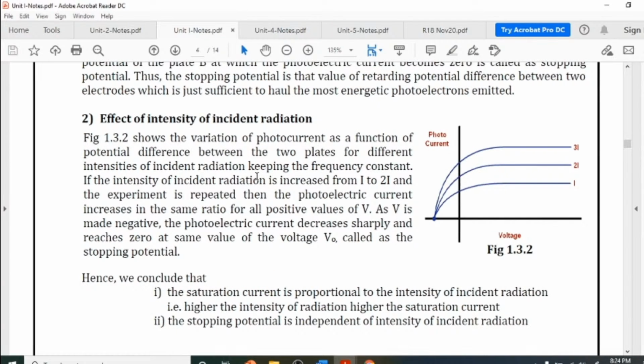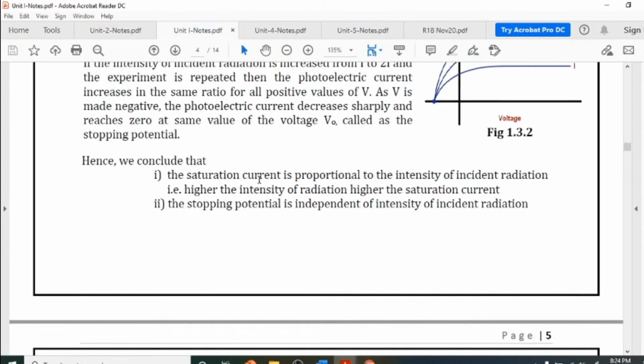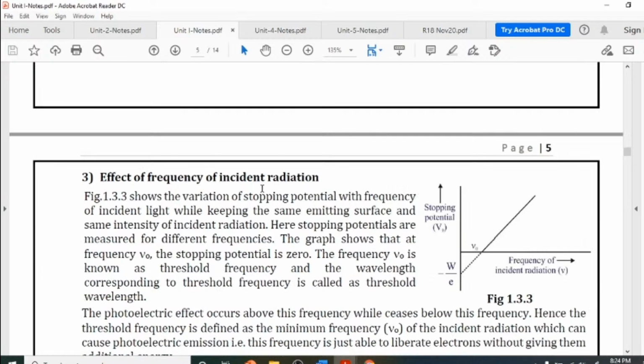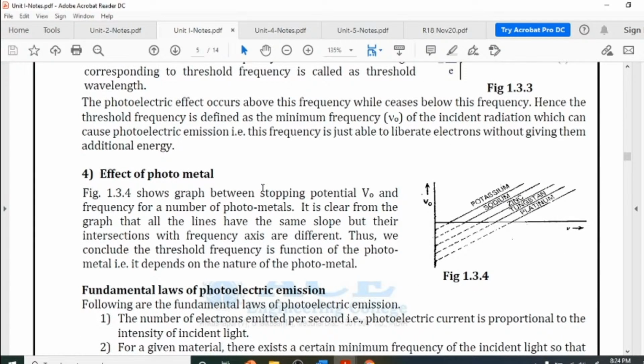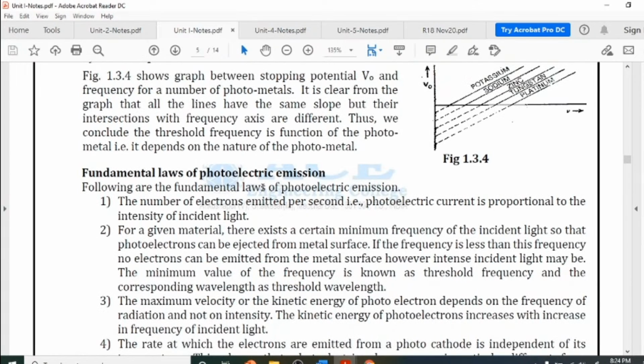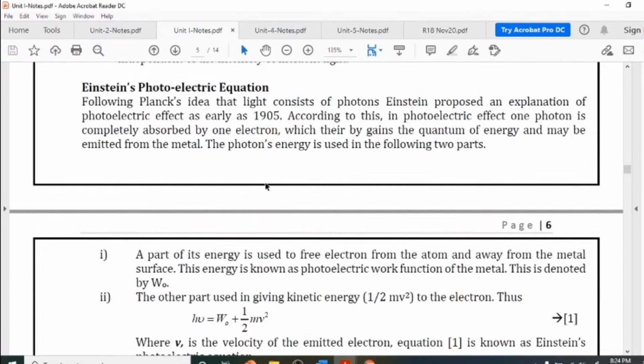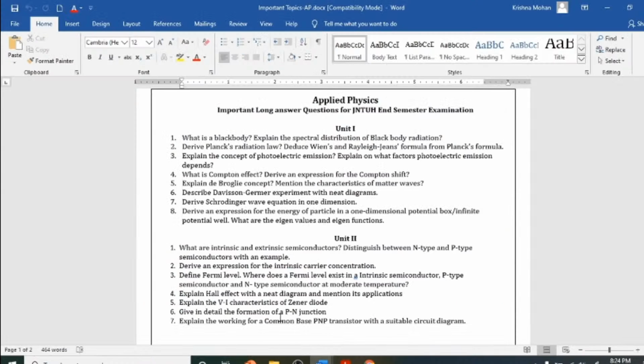So how much do you write? You draw the graph, understand the concept, and write it. You can even reduce the writing part, but drawing graphs is very essential. So this is about the photoelectric emission, and these are fundamental points about photoelectric emission. Five or six you remember. And then Einstein's photoelectric equation is not required. Suppose you are asked to write about photoelectric emission only, how much do you need to write?